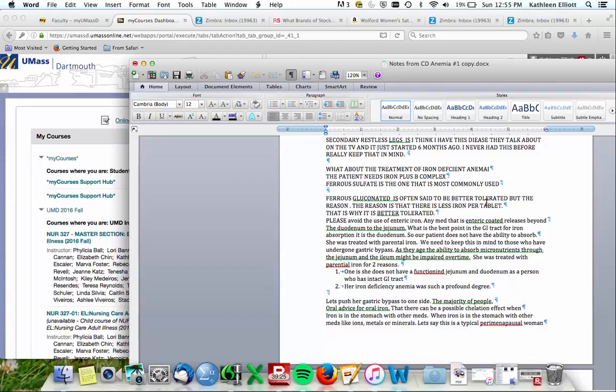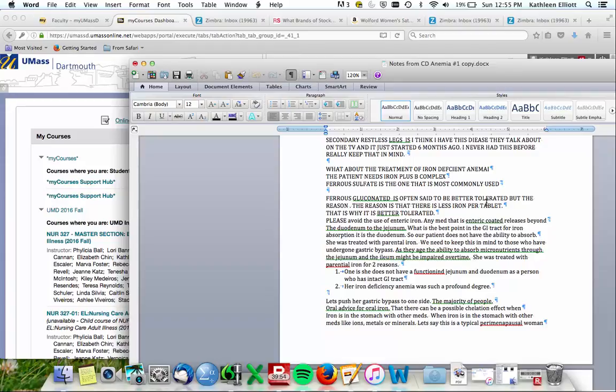What about the patient of iron deficiency anemia? The patient needs iron plus B complex. Ferrous sulfate is one that is most commonly used. Ferrous gluconate is often said to be better tolerated, but the reason is that there is less iron per tablet. That is why it is better tolerated. Please avoid the use of enteric iron. Any med that is enteric coated releases beyond the duodenum to the jejunum.